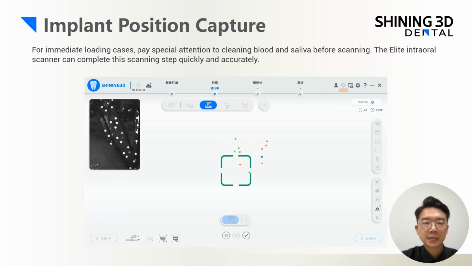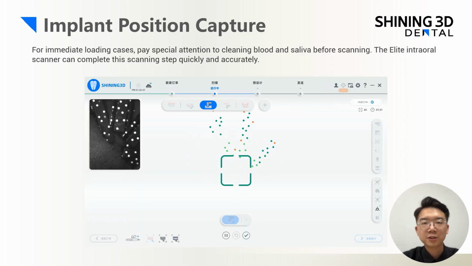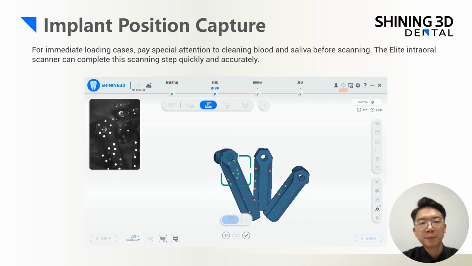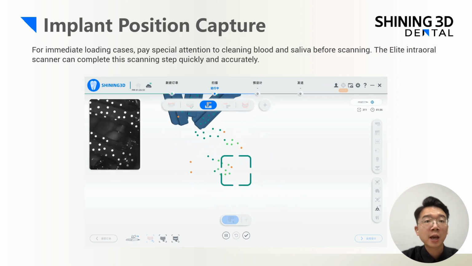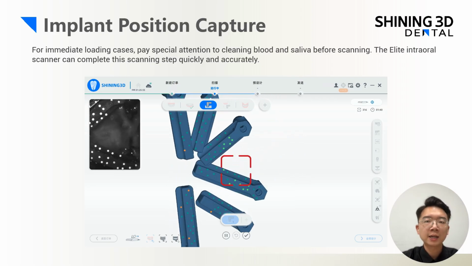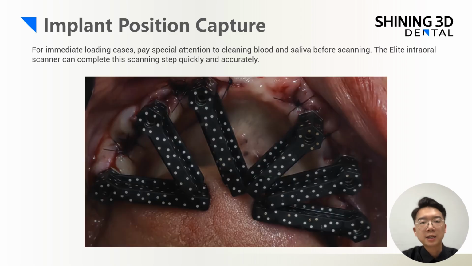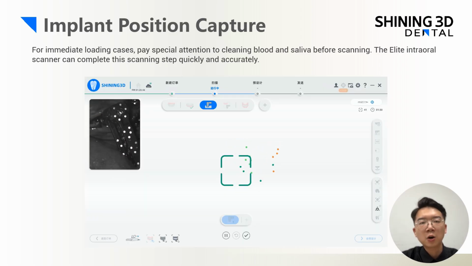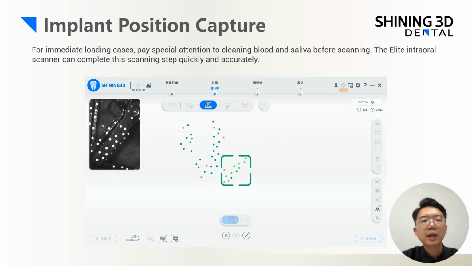The next step is the implant position capturing. Follow the previous scanning steps and precautions for mounting and scanning the coded scan bodies. For immediate loading cases, pay special attention to drying and cleaning blood and saliva before scanning. The Elite intraoral scanner can complete the whole scanning step quickly and accurately.